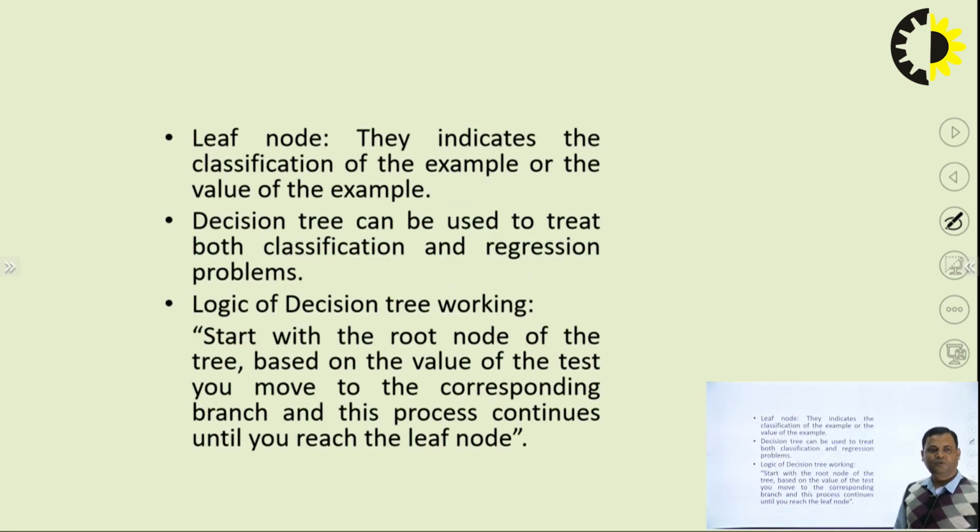So what is a leaf node? It indicates the classification of the example or the value of the example, and it doesn't have any further classification. That can be defined as the leaf node.